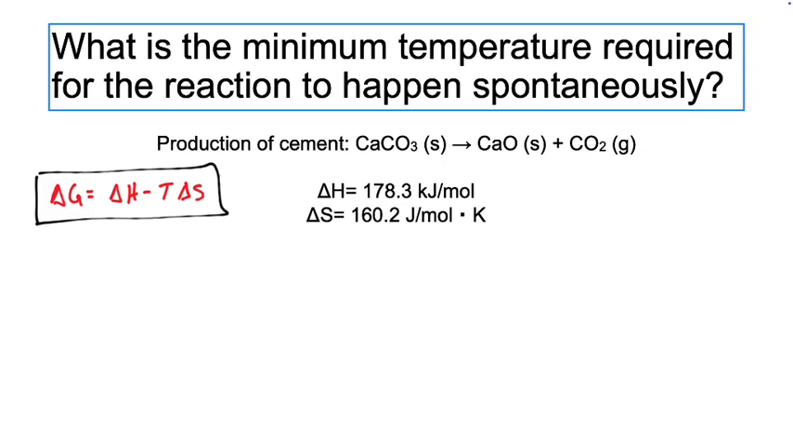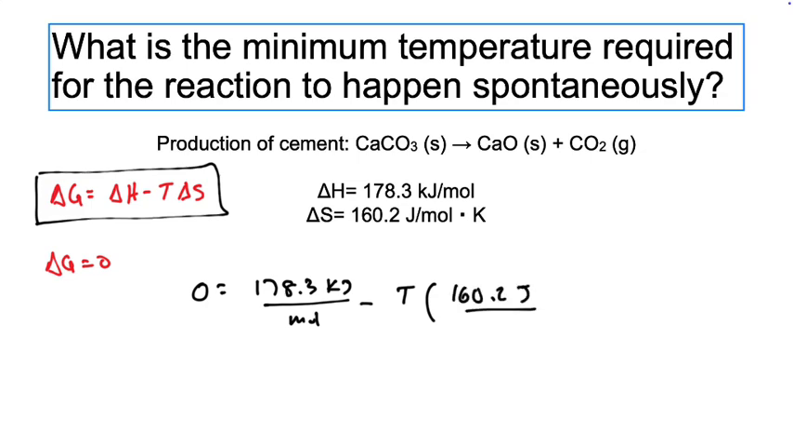Where do you transition between positive and negative numbers? 0. So what we need to go through and solve for is the delta G at 0. You can now just set up your system and plug and chug. 0 equals 178.3 kilojoules per mole minus your temperature, we don't know the temperature, times your delta S, 160.2 joules per mole, times our Kelvin.